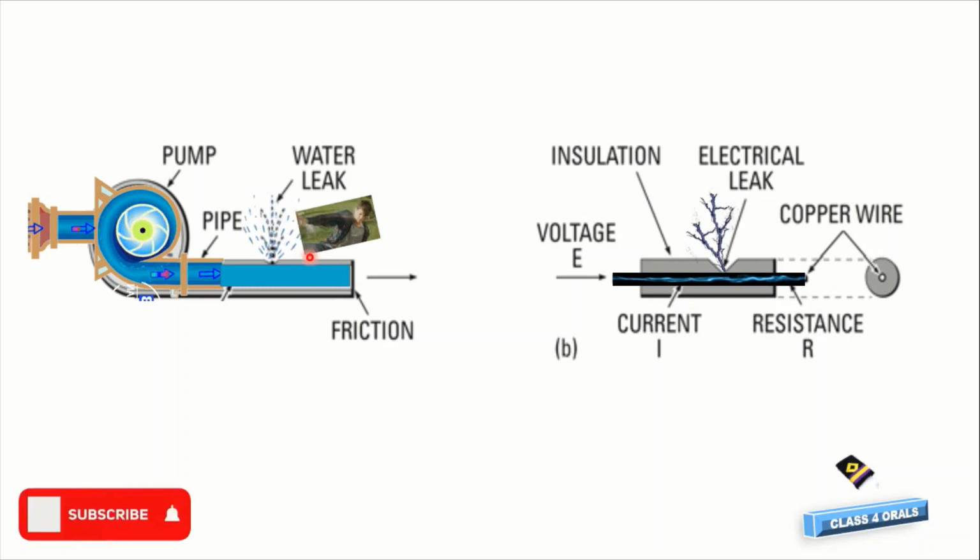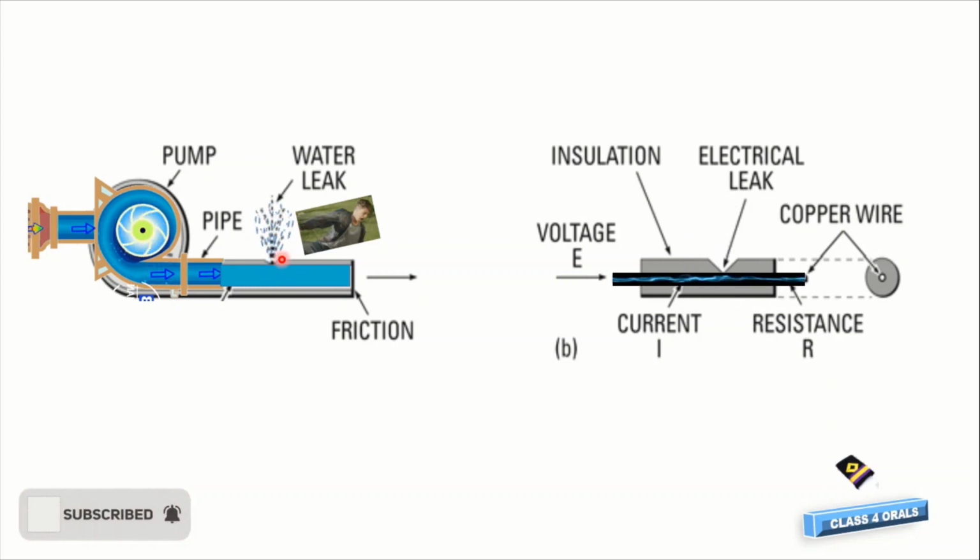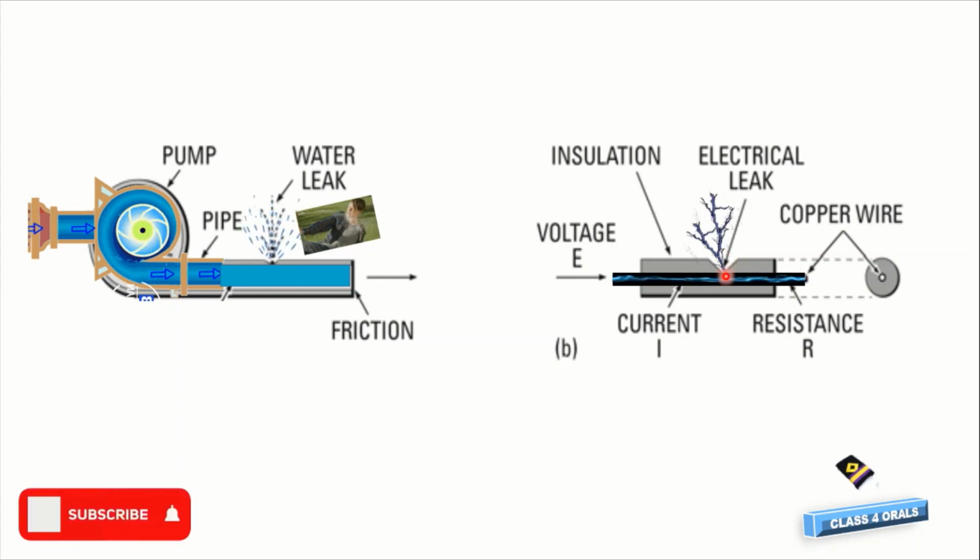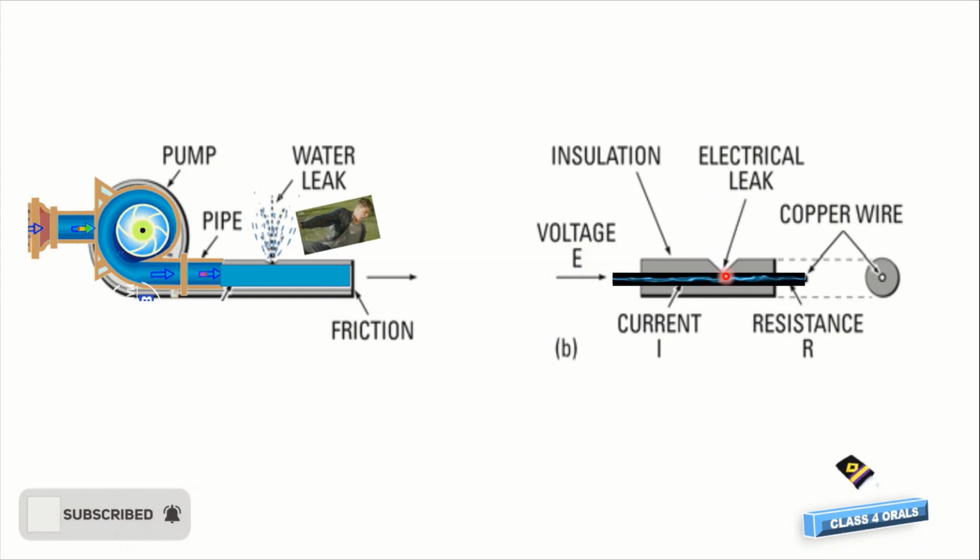And if there is some leak in this pipeline or in this pipe, there will be leakage of water here, and we will be losing water. And if there is some leak or some crack in the insulation, then we will have what? We will be having leakage of the current. Correct. So this is the analogy which we are going to understand better while we proceed for the insulation testing.